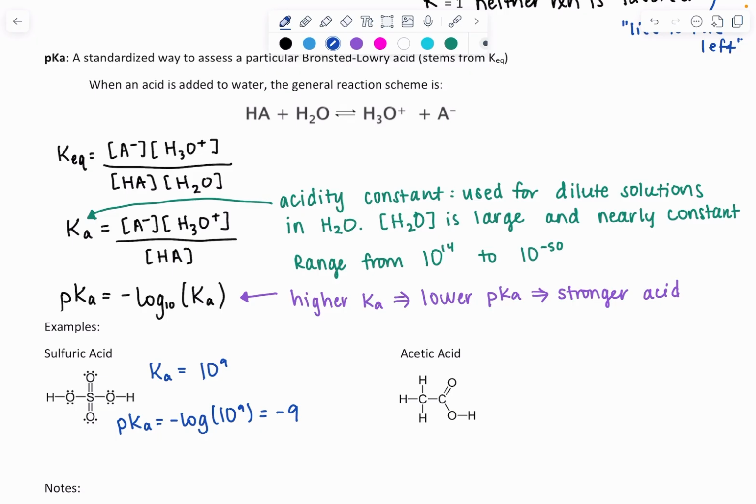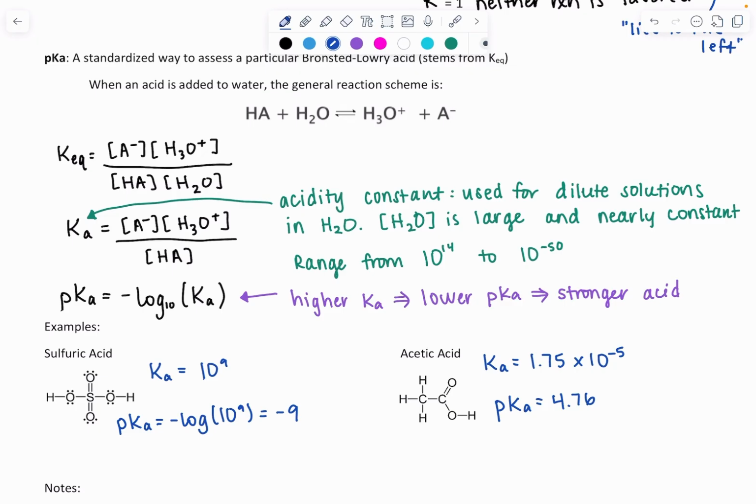Another example, we have acetic acid here. The Ka for acetic acid is 1.75 times 10 to the -5th. So lower Ka value than sulfuric acid. The pKa then should be higher. Its pKa is 4.76. Just take the negative log of the Ka. So both of these are acids, but they have pretty different pKa values. One is much stronger than the other.